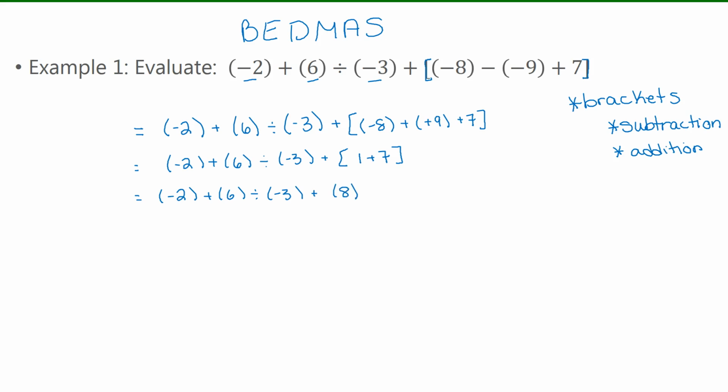So now the brackets are done, we'll move on to E of BEDMAS, which is exponents. Now there are no exponents here, so we move on to D and M, division and multiplication. So there's only a division here, so that is what we'll do next. We need to divide 6 by -3. That would be -2.